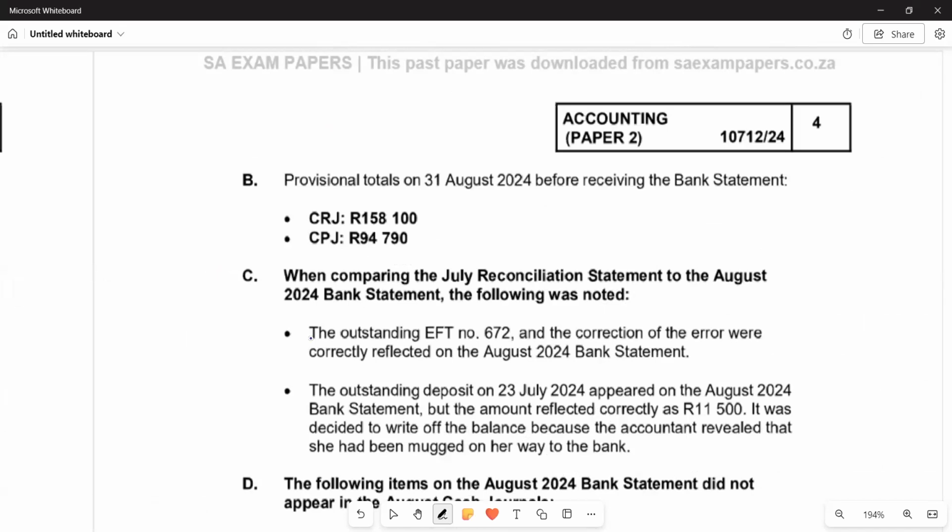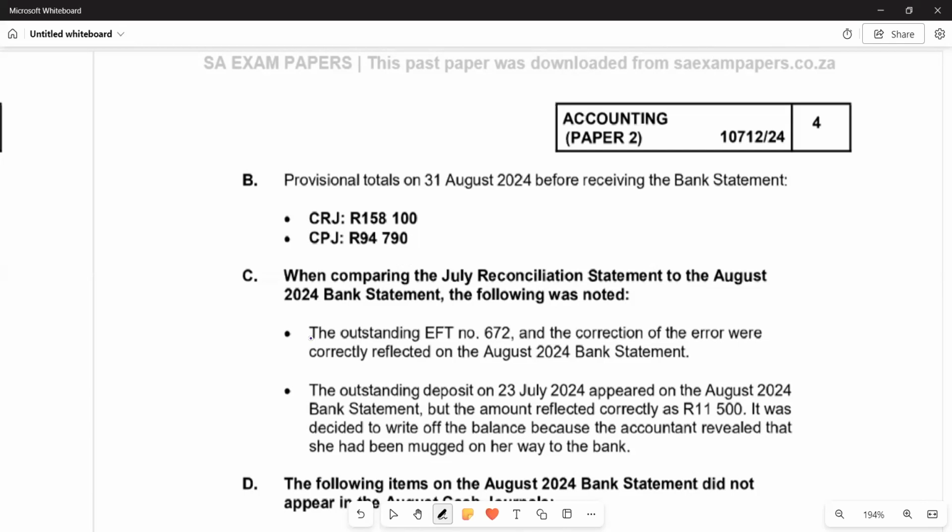And then on information C, when comparing the July reconciliation statement to the August 2024 bank statement, the following was noted. On the first part, the outstanding EFT number 672 and the correction of the error were correctly reflected on the August 2024 bank statement. So it means this was correctly reflected. So no adjustments are going to be made with regard to EFT number 672, because it was correctly reflected on the current bank statement.